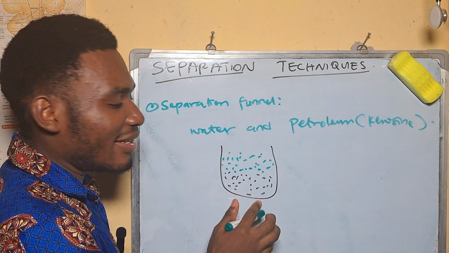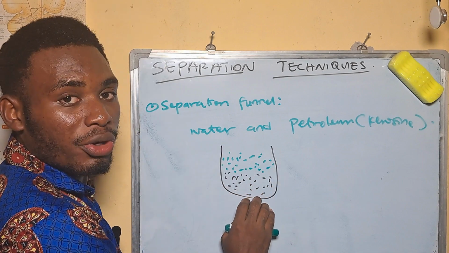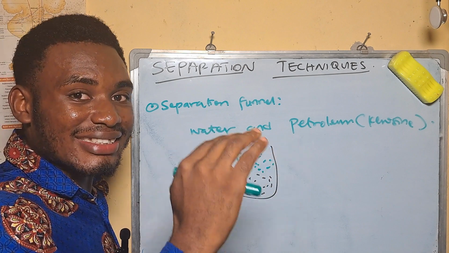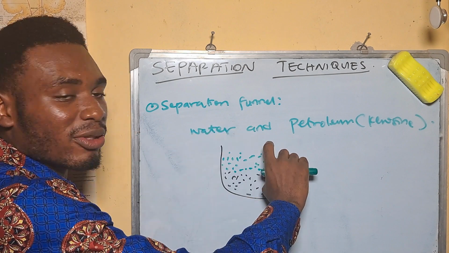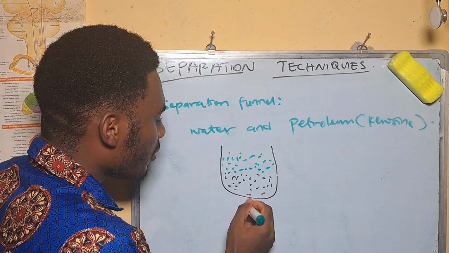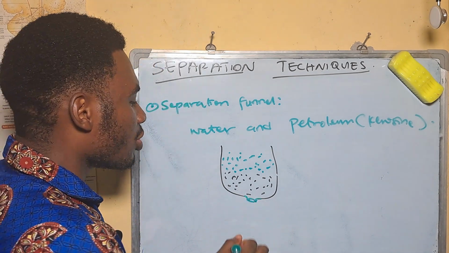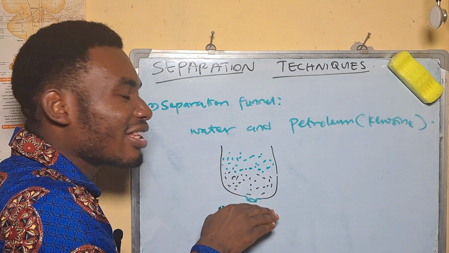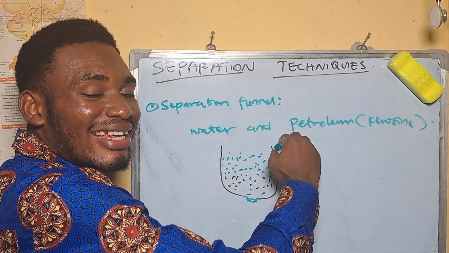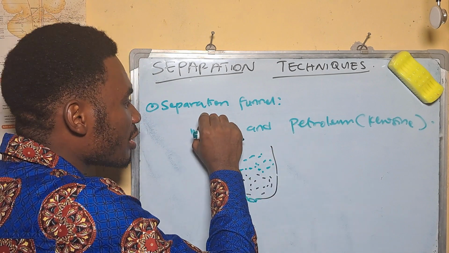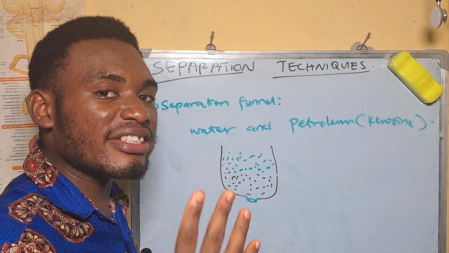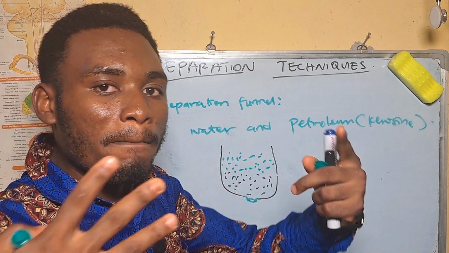The liquid that is more dense tends to come down below, while the liquid that is less dense tends to be at the upper part. This funnel has an outlet here. This outlet will separate out the more dense liquid from the less dense liquid. So this technique is employed for what? Immiscible liquids. Liquids that don't tend to mix together.